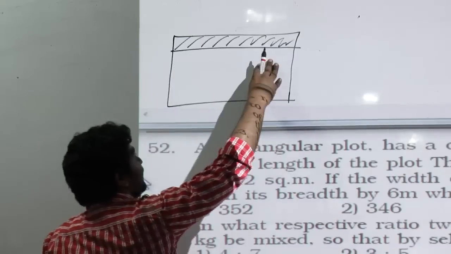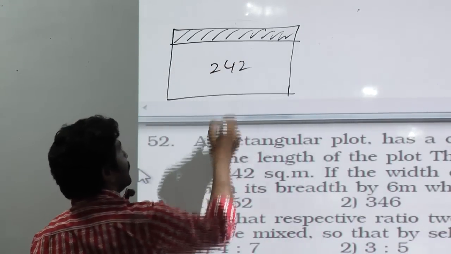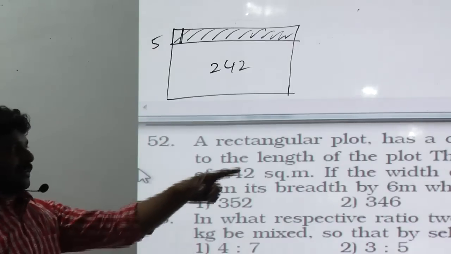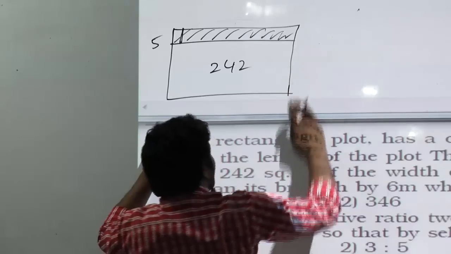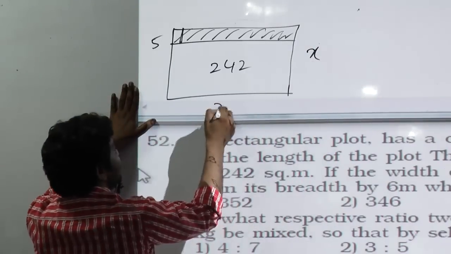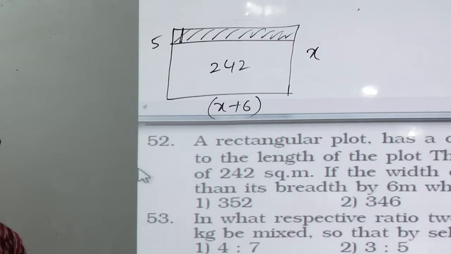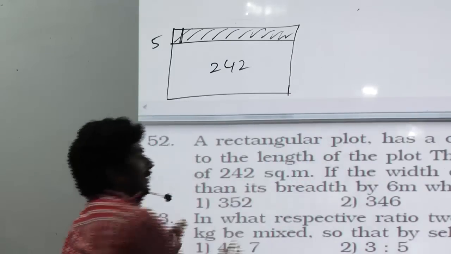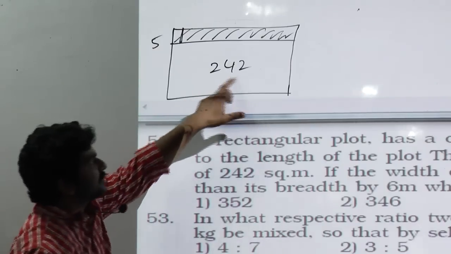What is this remaining area? Lawn. How much is lawn area? 242. How much is the width of this road? 5. And you have a condition again, length of the plot is 6 meters more than the breadth. If total breadth is x, length becomes x plus 6. And you're asked about the area of the plot. Now, my basic point, forget about this for the time being. Relation between length and breadth, forget about it. What is this 242?